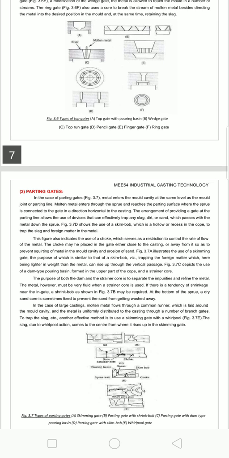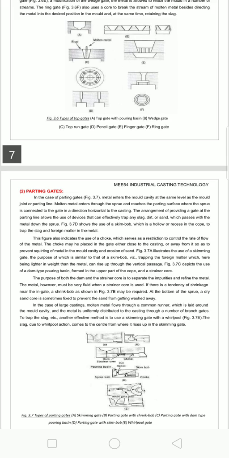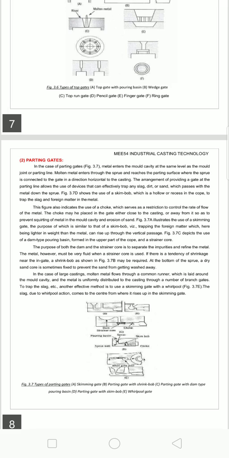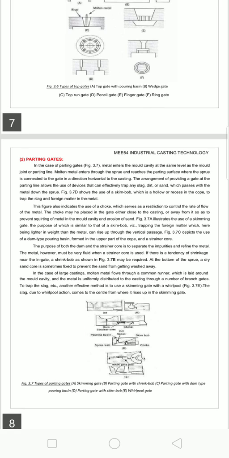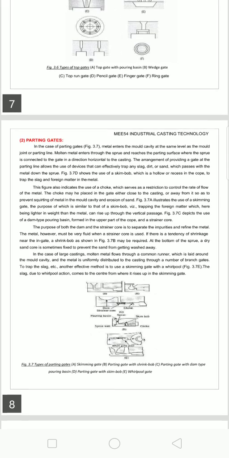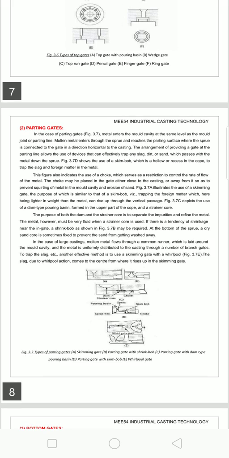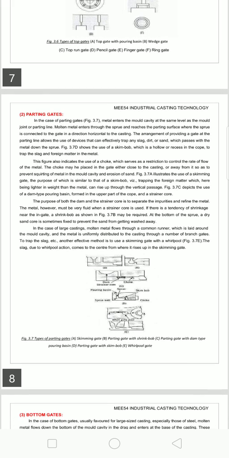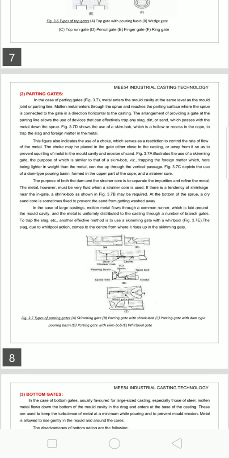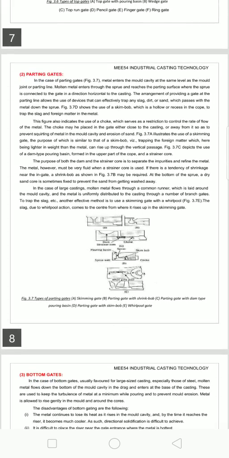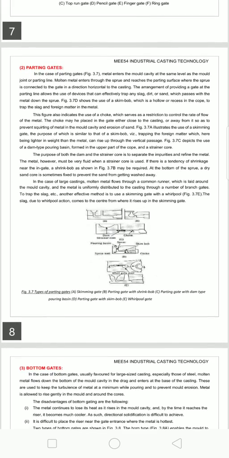In the figure beside, the skimming gate is used, the purpose of which is similar to that of the skim bob, trapping foreign material which, being lighter in weight than the metal, can rise up through the vertical passage. In the other figure, a dam type pouring basin is formed in the support part of the cope, along with a strainer core. The purpose of both the dam and the strainer core is to separate the impurities and refine the metal. The metal, however, must be very fluid when a strainer core is used.